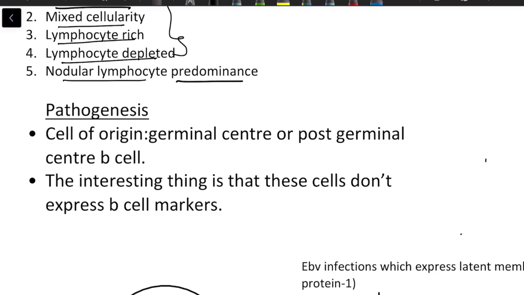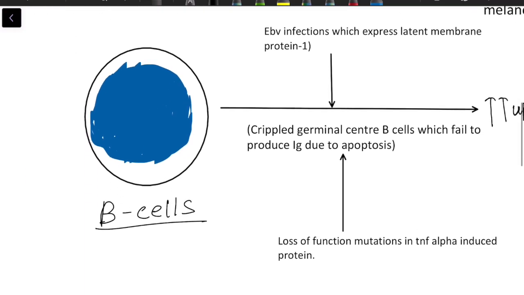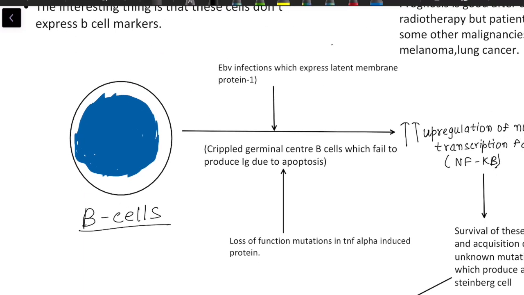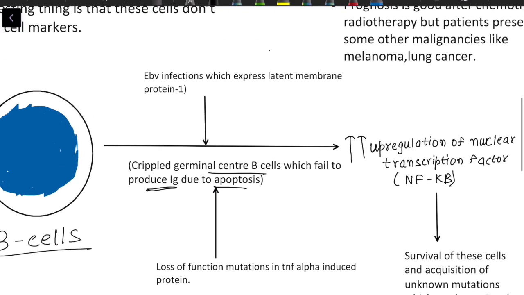So let's talk about the pathogenesis of Hodgkin's lymphoma. How does this occur? When the scientists were researching Hodgkin's lymphoma and looked at the immunoglobulin segments, they saw that the cell of origin was a germinal center or post-germinal center B cell. The interesting thing was that these cells were not expressing B cell markers. So what is exactly happening? We have tried to put together a hypothesis which explains that these germinal center B cells fail to produce immunoglobulin due to apoptosis.